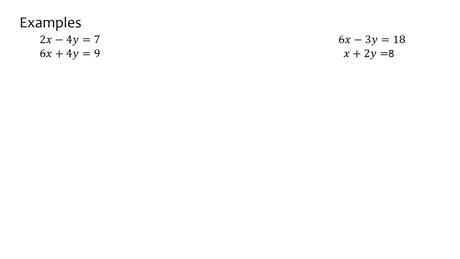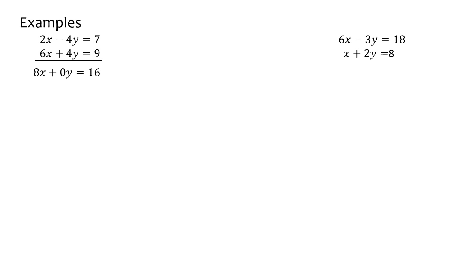So we have two examples to show you what I'm talking about on each thing. The first example, we look at our equations. We have 2x minus 4y equals 7, and 6x plus 4y equals 9. I notice right away that I have a positive 4 and a negative 4 in each of the equations. So I do have my opposite coefficients. So my step here is to add the equations together.